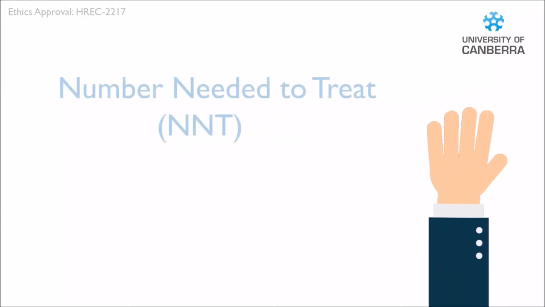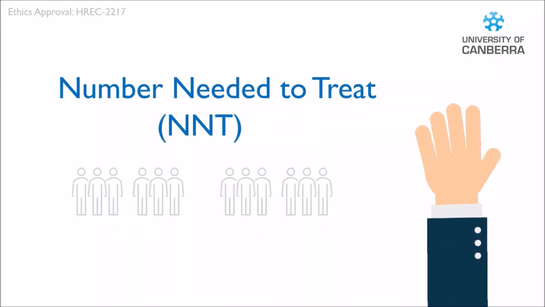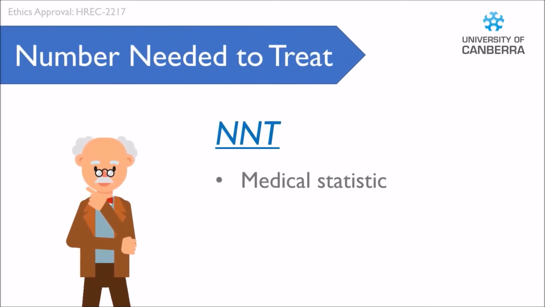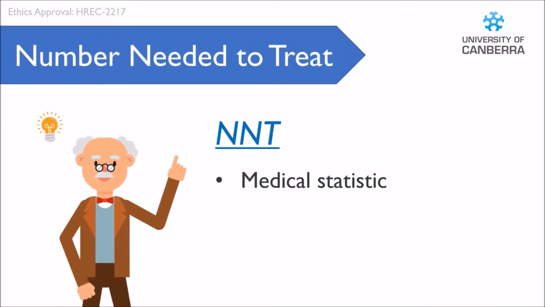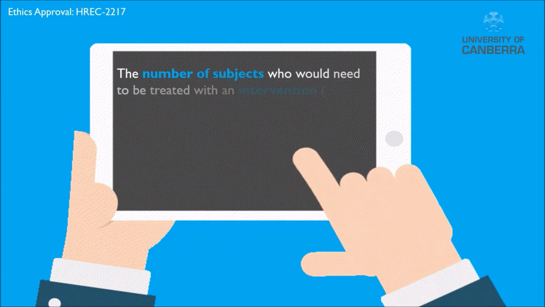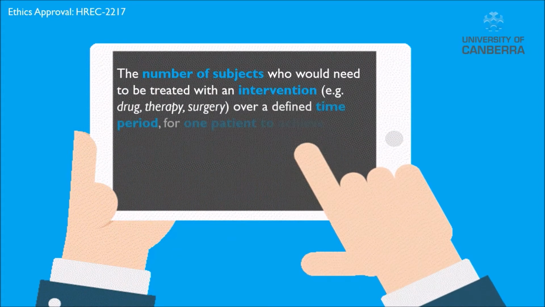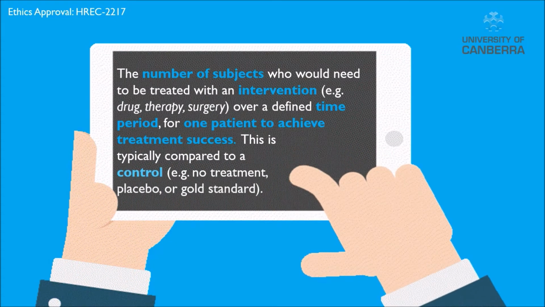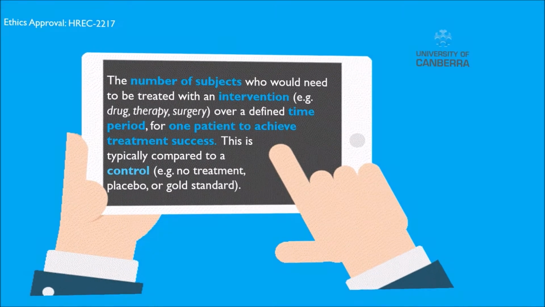In this short clip, I'm going to explain what the number needed to treat is and how it is calculated. The number needed to treat, or more commonly abbreviated NNT, is a medical statistic used to compare different interventions in randomized control trials. It denotes the number of subjects who would need to be treated with an intervention, for example drug therapy or surgery, over a defined time period in order for one patient to achieve treatment success. This is typically compared to a control, for example no treatment, placebo or standard intervention.